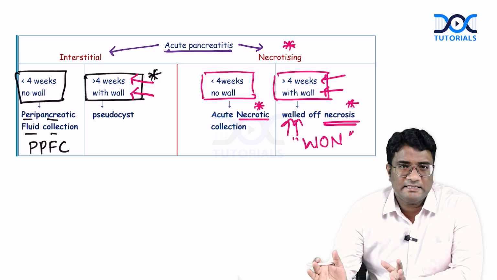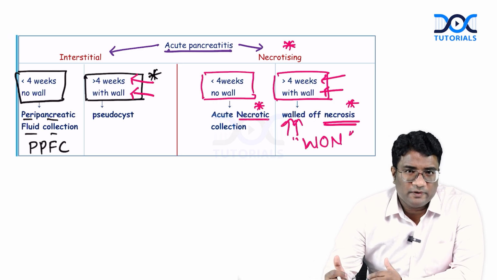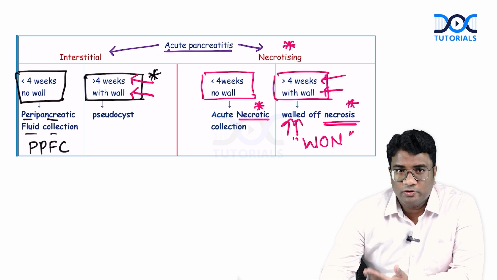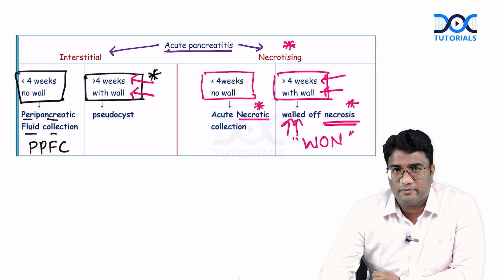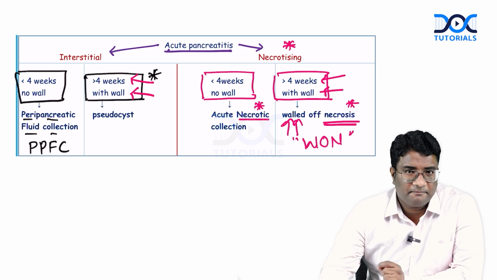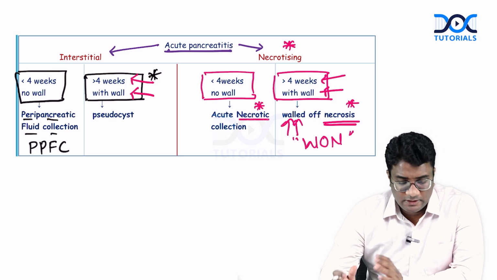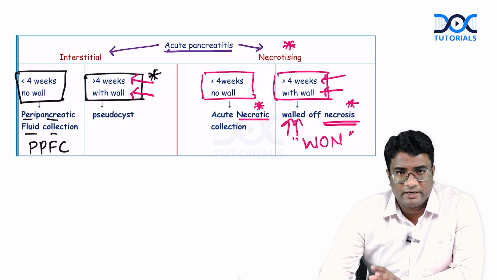But if it is an interstitial pancreatitis, less than 4 weeks and no wall around it, what does that suggest to you? Peripancreatic fluid collection. And if it is more than 4 weeks and has a fibrin wall around it, what is that? That is a pseudocyst of the pancreas. So, these are some important nomenclature you should understand about these fluid collections in pancreatitis.